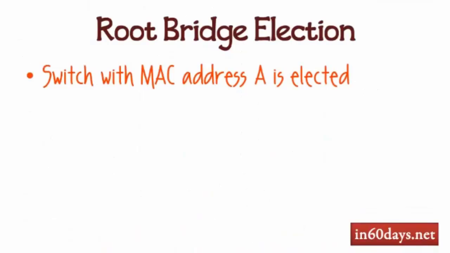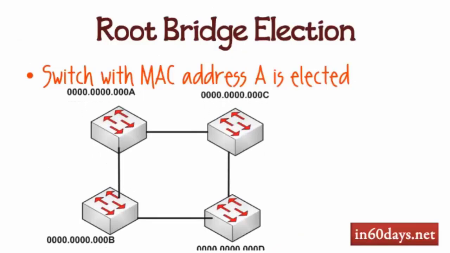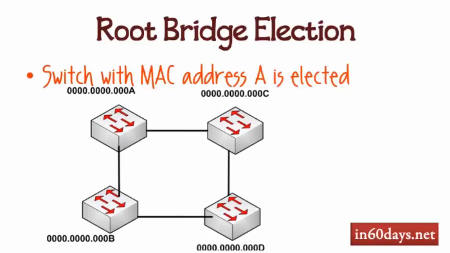Okay, so switch with MAC address A is elected. So they've all got the same bridge priority by default. So it's the one with the lowest MAC address, and in this instance I've actually made up a MAC address, but A is the lowest out of the 4.